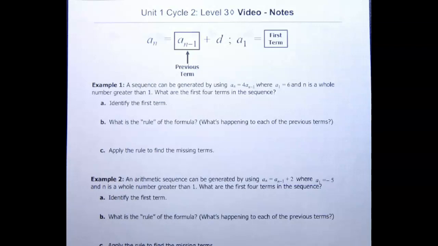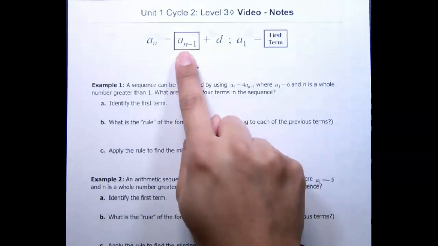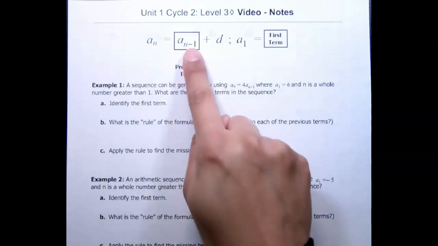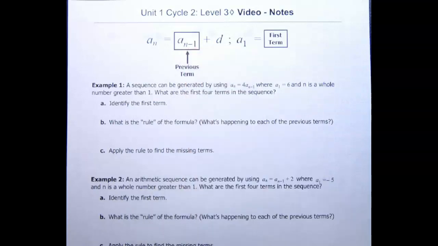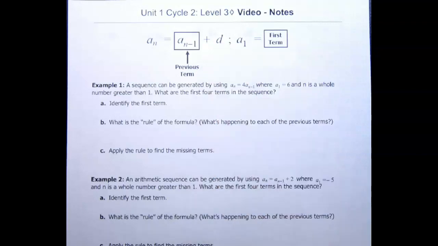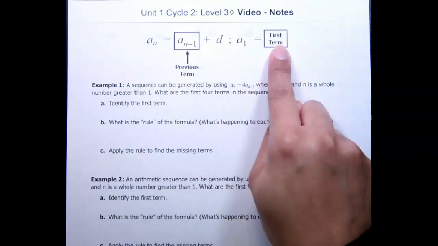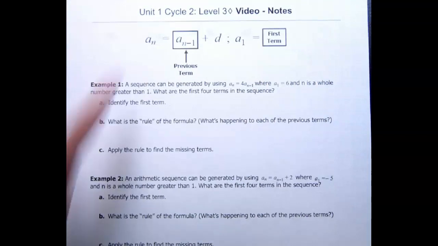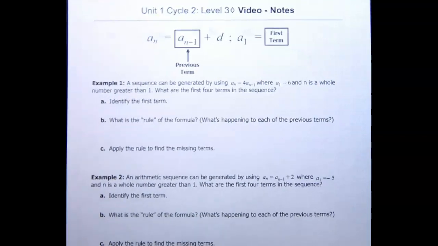So continuing on with using the recursive function, just a quick review. A sub n minus 1 represents the previous term because that minus 1 means you move back 1. Plus d, where d is the common difference, and a sub 1 equals the first term. A sub n is the current term that we're looking for.